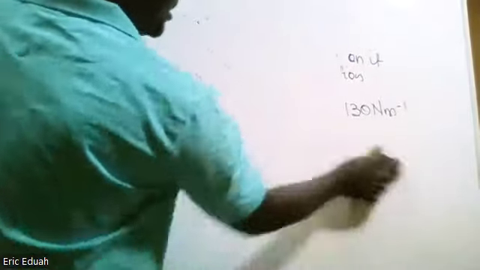An oscillating body, by virtue of its movement, or by virtue of its velocity, has kinetic energy. Then by virtue of its position or displacement, it has potential energy.